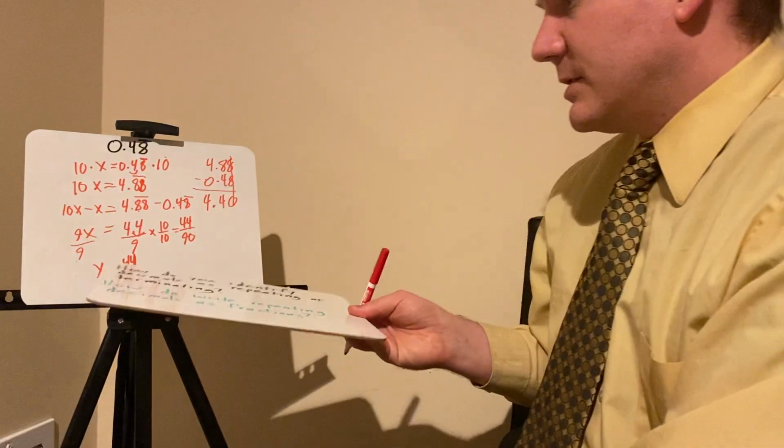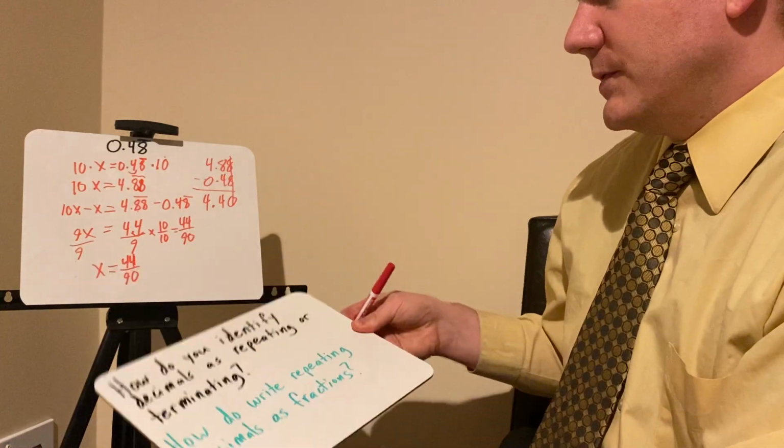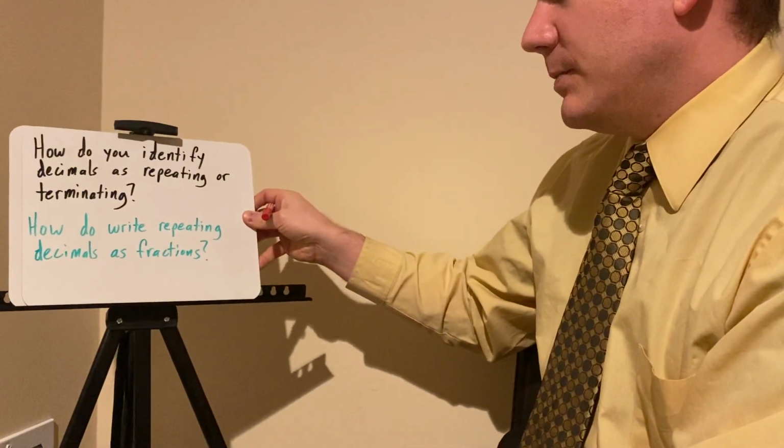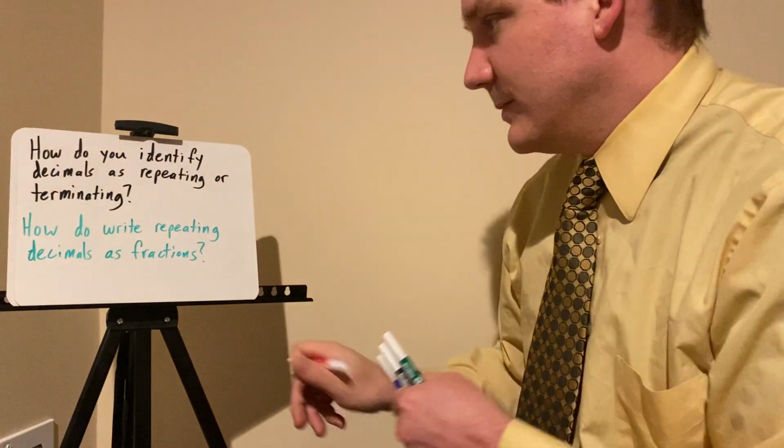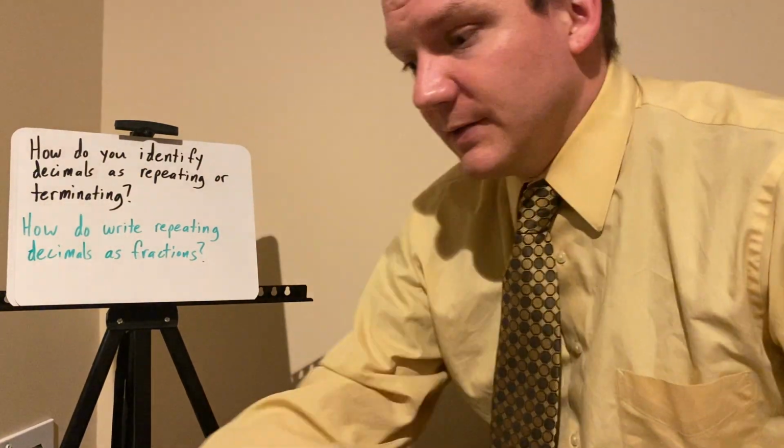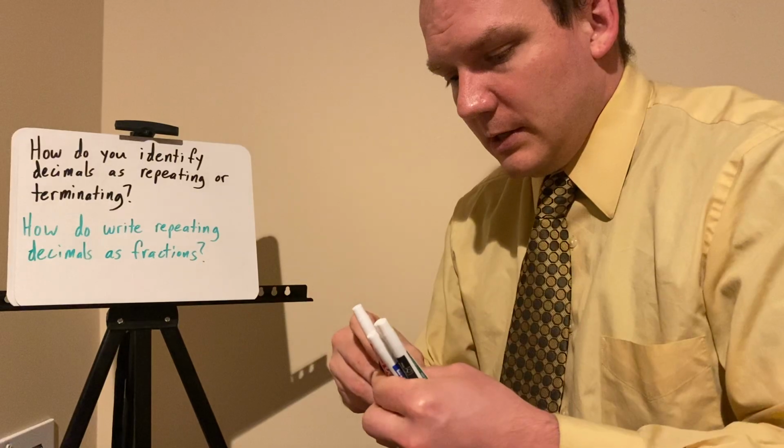And again, this is one of the more tricky examples. How do you write repeating decimals as fractions? I just showed you 3 examples. And how do you identify decimals as repeating or terminating? We talked about that as well. All right, and that's all.